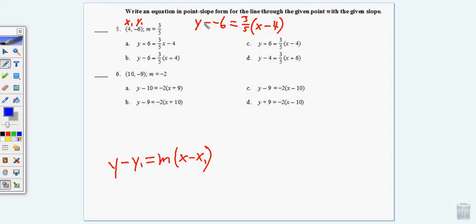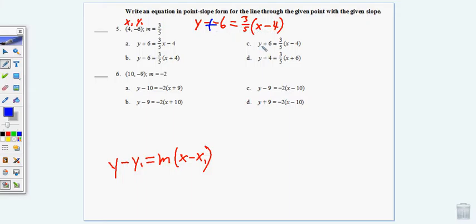Now remember, y minus a -6 is the same as addition. The reason there's two negatives here is we have a negative down here, and then we have a -6 up here, so there's two of them. So we're really going to look for y plus 6 equals 3/5 times (x minus 4).